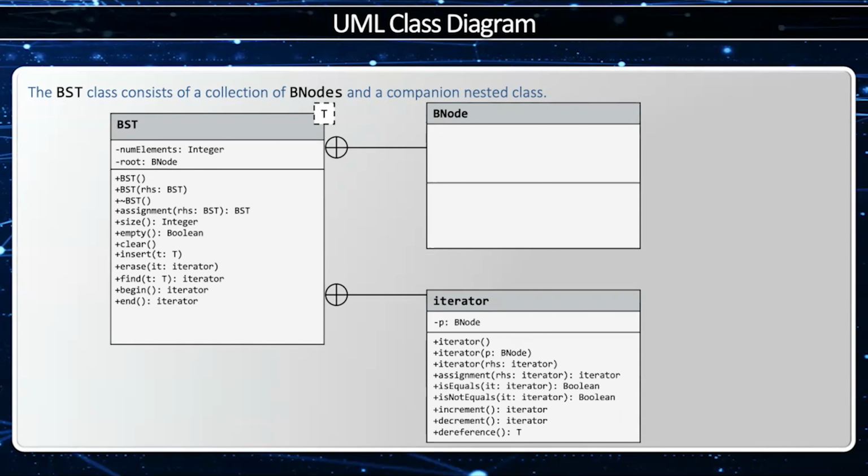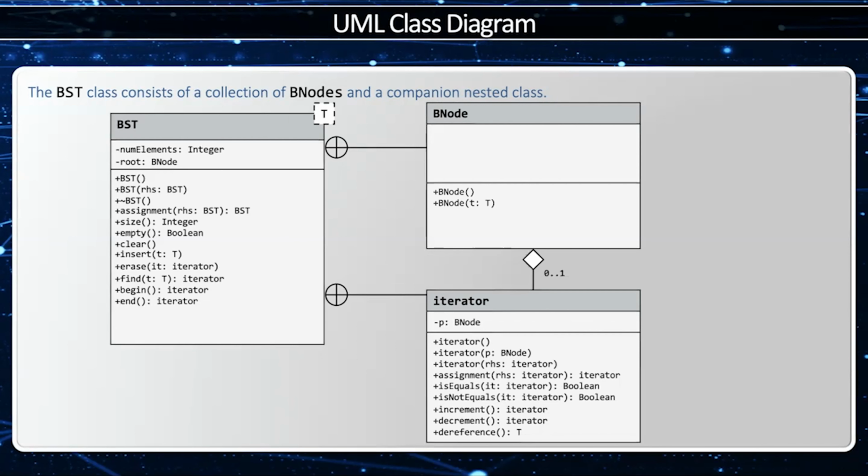The iterator has a single member variable called P, and P points to the BNode. So in other words, it does not contain a BNode, but rather a reference to the BNode. Now we can have 0 or 1 references. 0 if I'm the end iterator, and I have the null pointer, and 1 if I'm pointing to an actual BNode. So let's take a look at the BNode.